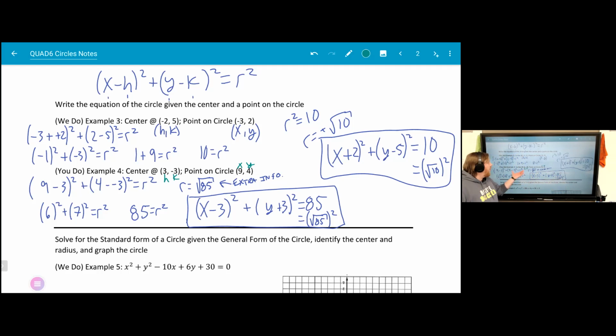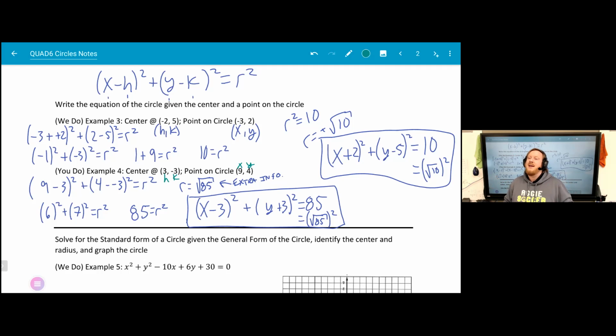You could also do the radius. So you take the square root of both sides. Again, reject the negative solution in this case because we don't have a negative radius. And then we end up with X minus 3 squared plus Y plus 3 squared equals 85, or the square root of 85 squared. Remember that square roots and squares undo each other. Just saying the same thing.